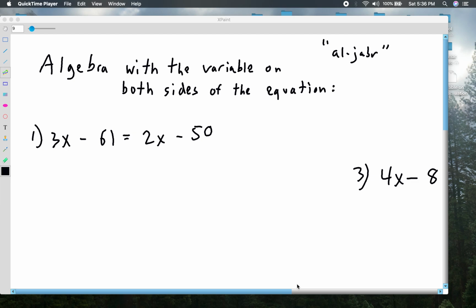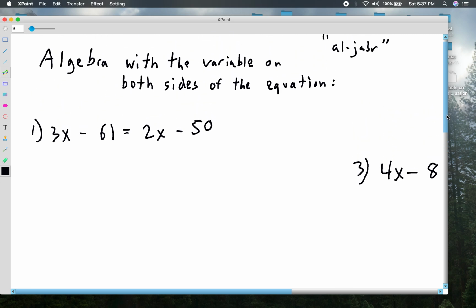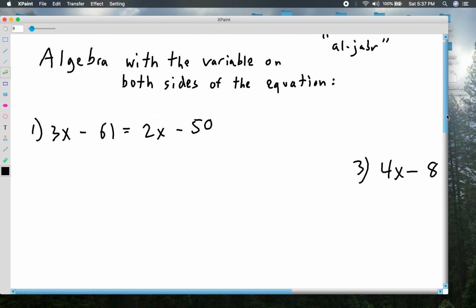Kids, welcome to Algebra with the variable on both sides of the equation. Remember, algebra comes from the Arabic al-jabr, the reunion of broken parts. So what I've got here for you is three problems that we're going to do. And we're going to start with 3x minus 61 equals 2x minus 50.